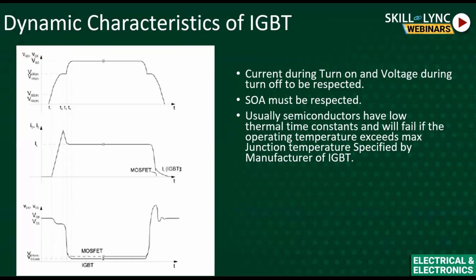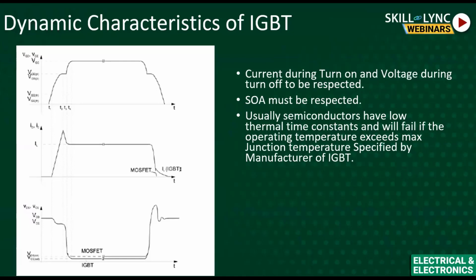During turn off, again, the collector voltage steeply increases well above the DC voltage you are applying. See the peak here at the end. You can see that this is due to the parasitic inductance again, because of the L di/dt. It is very important to respect this peak current in the second picture and the peak voltage in the third picture. These two must be respected while designing and while selecting the IGBT.